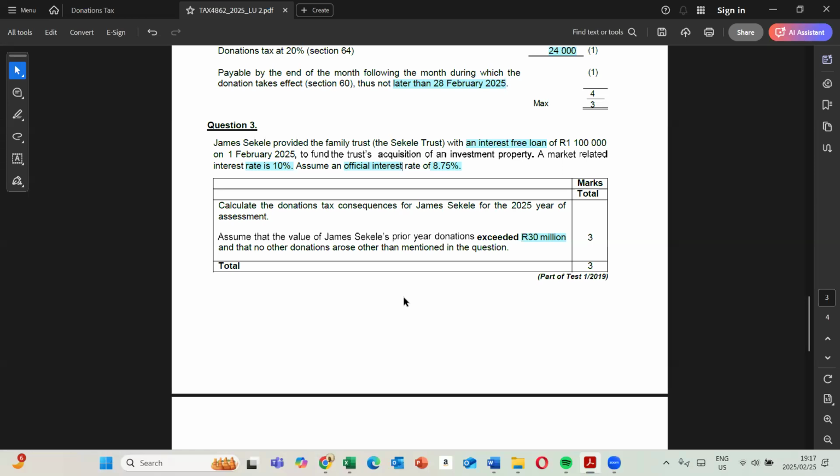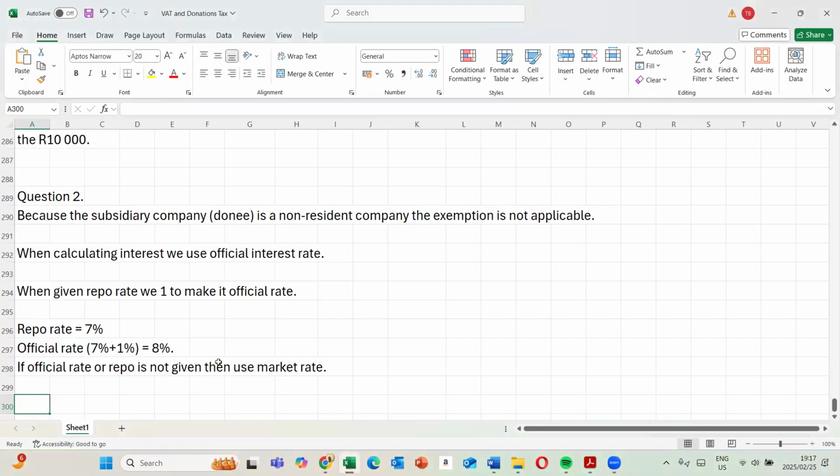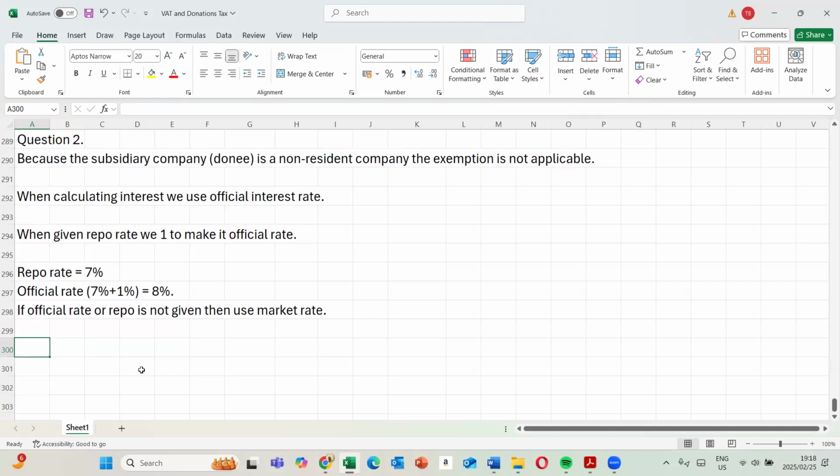No, I think maybe I'm just confused because, you know how you said the donation would be the difference between the official rate and the interest rate given. When do you do that then? No. Remember, we said assume it was not an interest-free loan. Interest-free means they are not charging any interest. So interest-free means no interest charged at all.